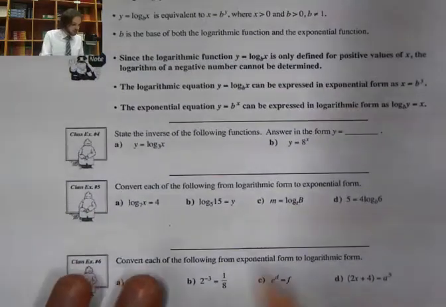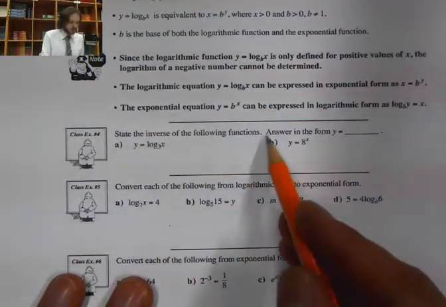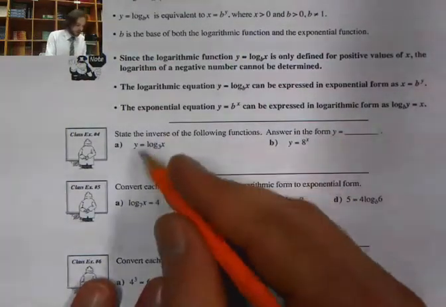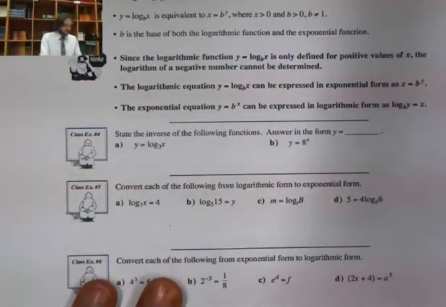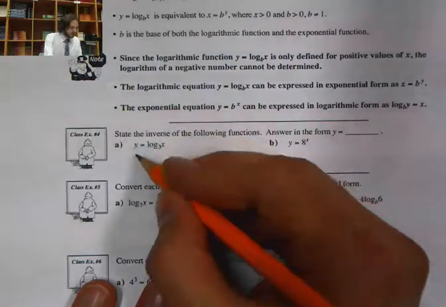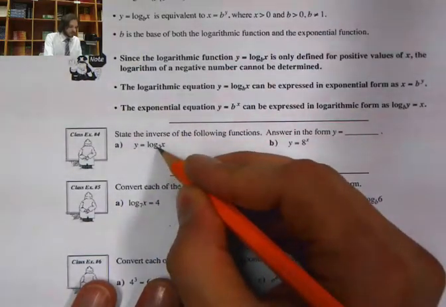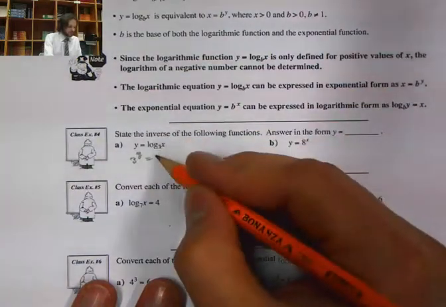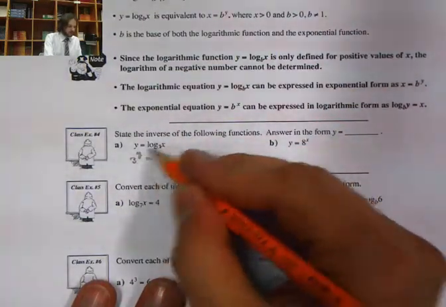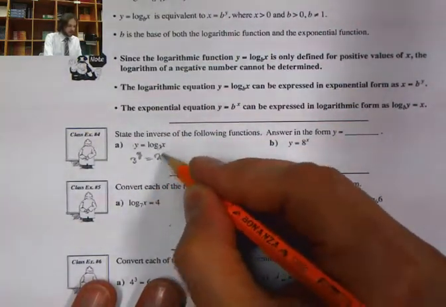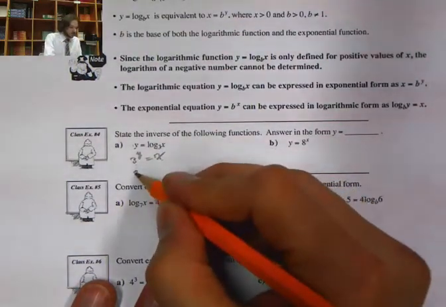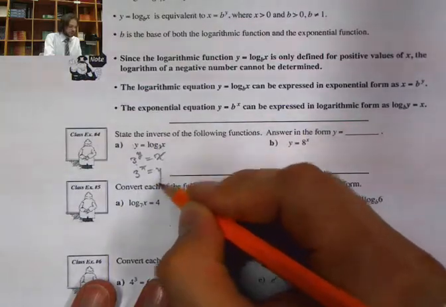Now, it says, state the inverse of the following functions. Answer in the form y is equal to something. So this first one here. All right, we want to state the inverse. Okay? So first of all, we get 3 to the y is equal to x. Well, that's not the inverse. This is the equivalent. So what is the inverse? 3 to the x is equal to y.